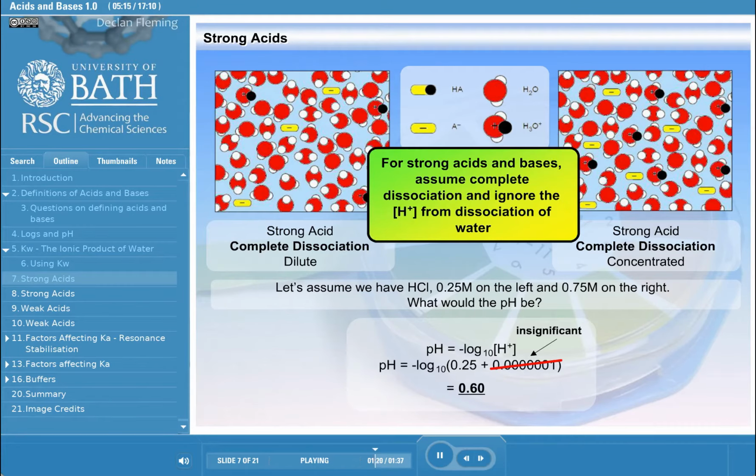So to summarise, with strong acids, ignore the H plus from dissociation of water and assume that the H plus is the same as the concentration of the acid. Not forgetting, of course, that you may need to double that number for a diprotic or treble it for a triprotic acid.